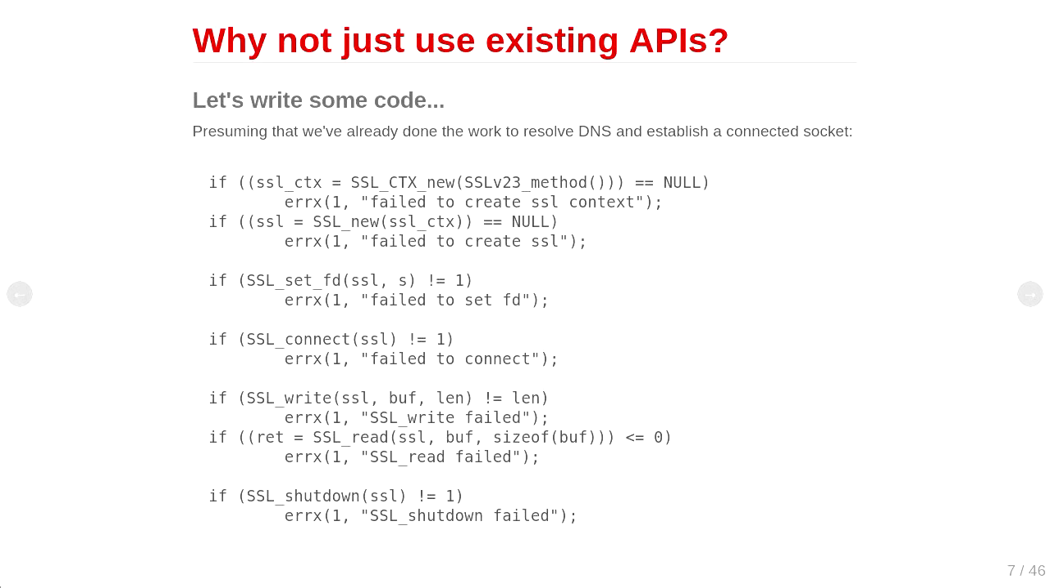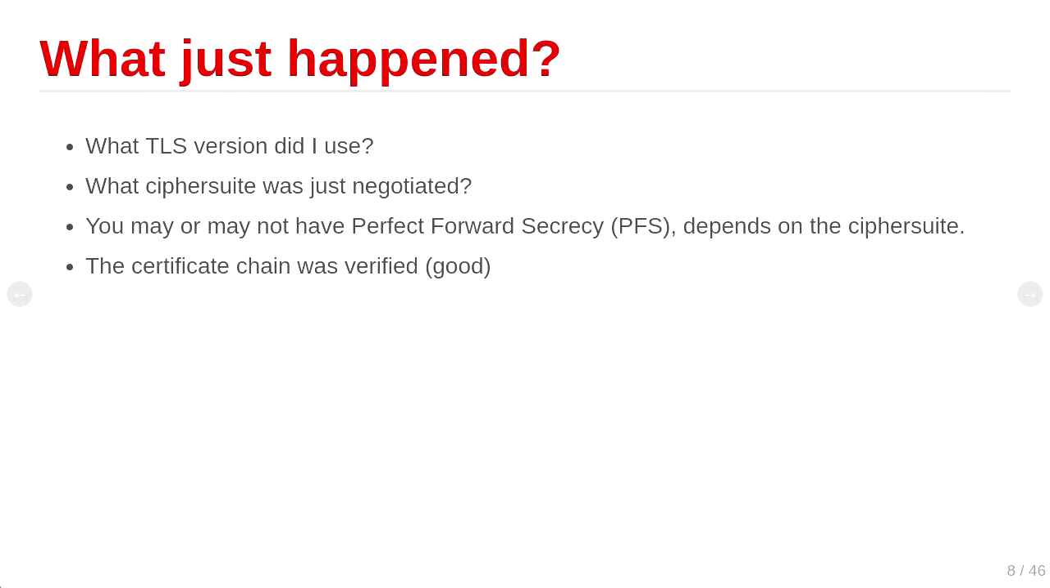That's done. We're then going to create an SSL context. We run some code to do that. We create an SSL session. We now set the file descriptor and we do a connect, we do a write, we do a read, and we shut down. All good so far. What just happened? What version of TLS did we just connect with?